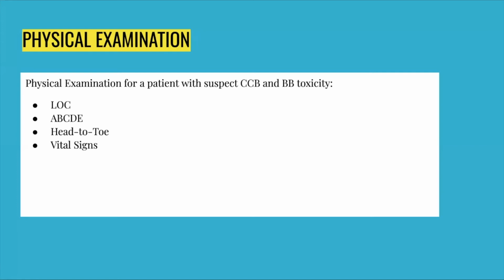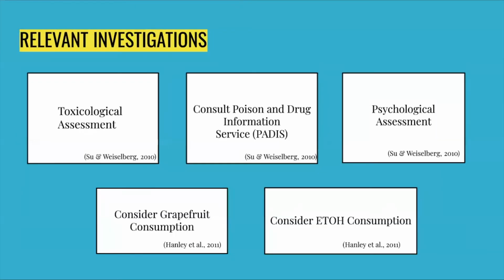As far as physical findings go, we're not going to see too many of that with this toxicity. And lastly, part of our physical examination is vital signs. So our vital signs, most common ones with these toxicities, as mentioned previously, is bradycardia and hypotension. When dealing with a calcium channel blocker and beta blocker overdose, there are some special considerations to keep in mind.